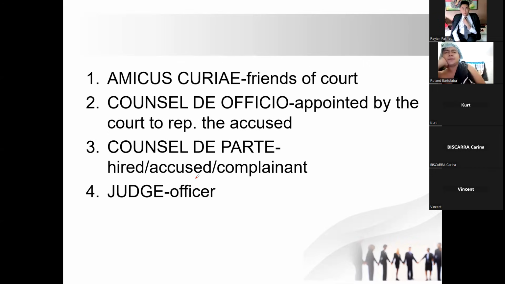Ibig sabihin, nasa sa kanila class kung kukuha sila ng lawyer or hindi. Ang importante na naman doon, ma-represent sila in a criminal court. Okay? So yan yung tinatawag natin na counsel de parte. Then of course, number 4 class, si judge. Okay? Sino ba yung tinatawag natin na judge? Of course, siya yung tinatawag natin na officer of the court. Okay? So sino yun? May nag-comment.